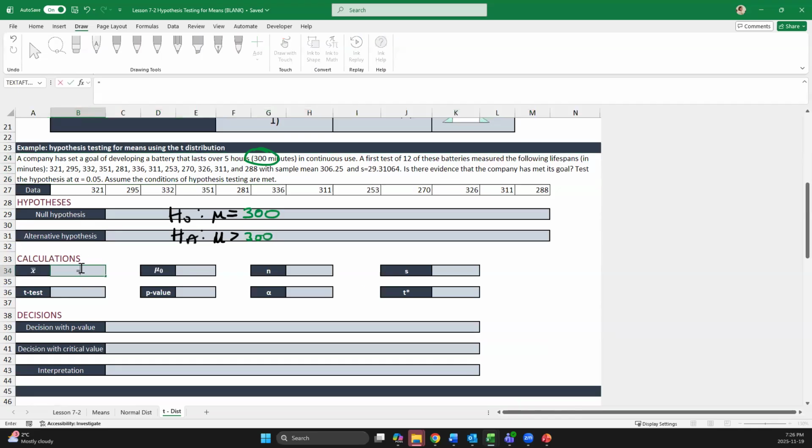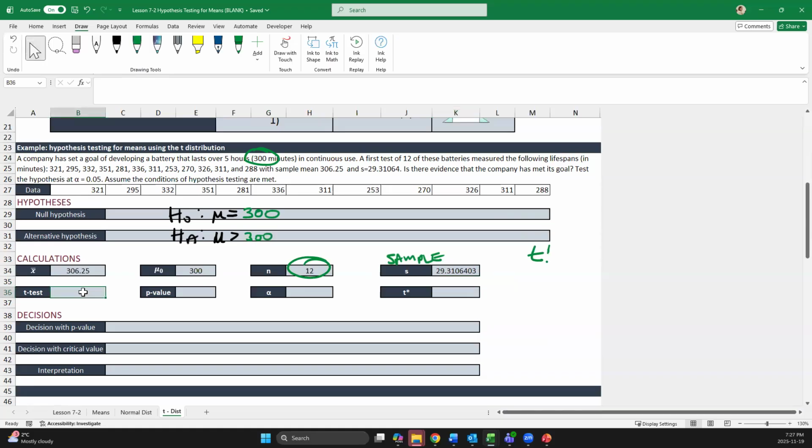For the sample mean, you could just write 306.25, but if you want it very precisely, you could actually take the individual data points for each of the tests for how many minutes they lasted and do the average. The population goal is 300 minutes and the number of batteries is 12. For the sample standard deviation, again, this is only for 12 batteries, not for the full population. So because this is sample data and not population data, and also because with 12 batteries, n is very small, a small sample means you have to use the t distribution.